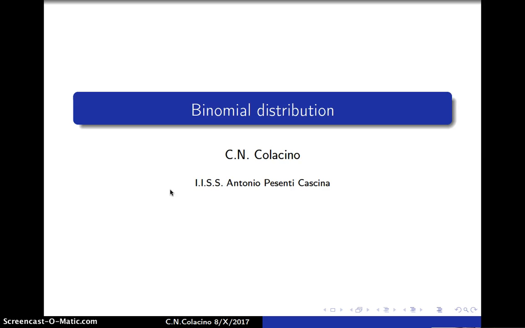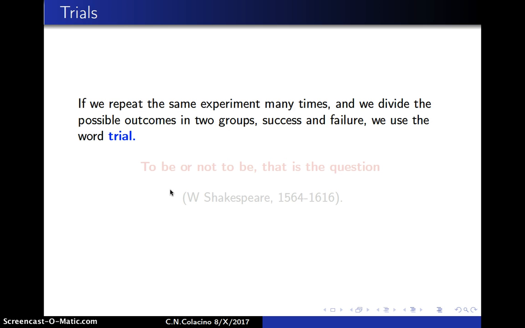Let's now talk about the binomial distribution. If we repeat the same experiment many times and we divide the possible outcomes in just two groups, two sets, which we call success and failure, we can use the word trial. For example, to be or not to be? That is the question. William Shakespeare, Hamlet.